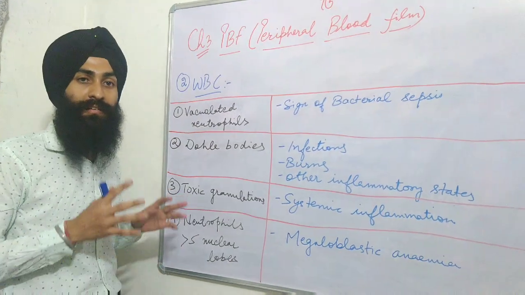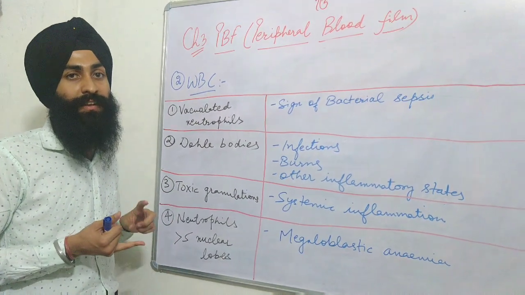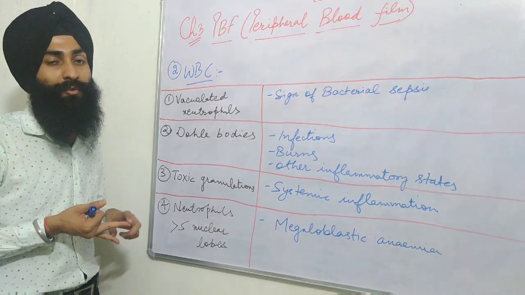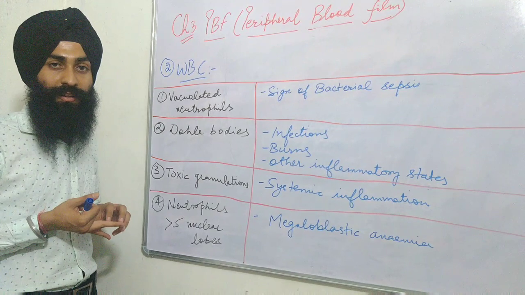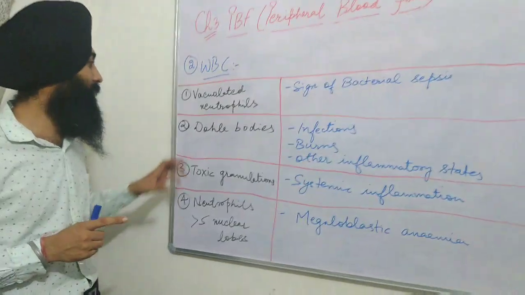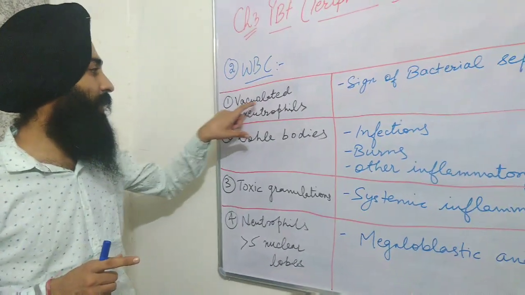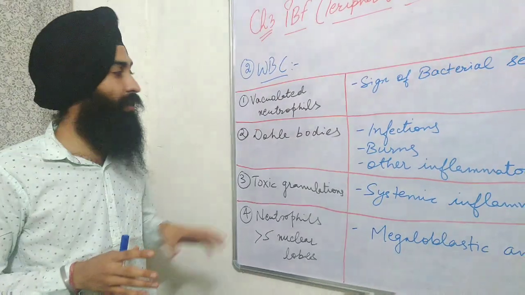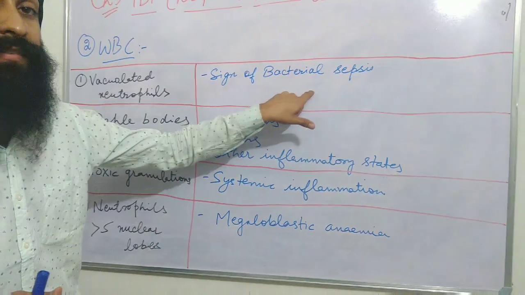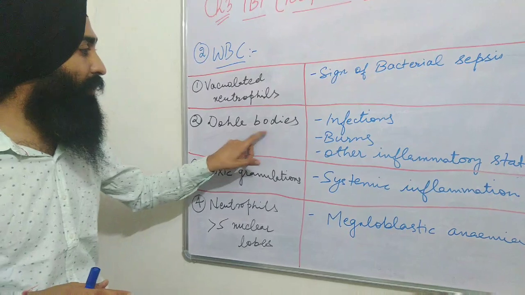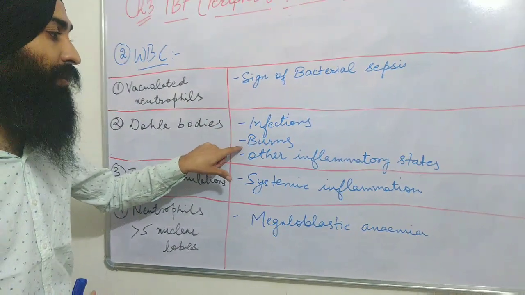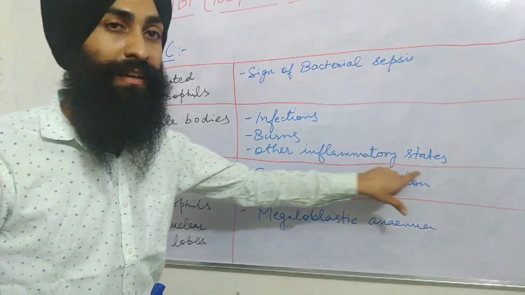In WBC, they will see all the 5 types of WBC, that is neutrophils, eosinophils, basophils, lymphocytes and monocytes. They will see the counting of the cells, the size of the cells and shape of the cells. Now first we'll see the vacuolated neutrophils. If there is written vacuolated neutrophils, that means there is a bacterial sepsis. Second one is Dohle bodies. Dohle bodies show us that the patient may be having infections, burns, or any other inflammatory states.